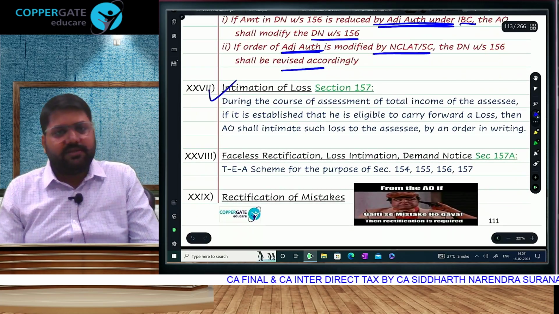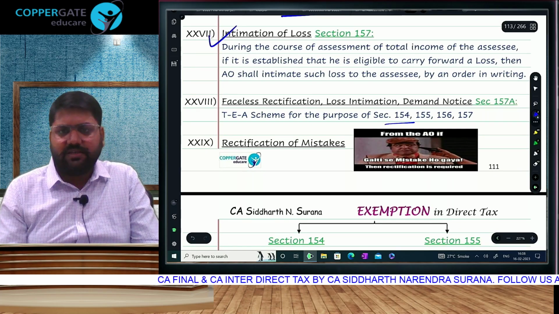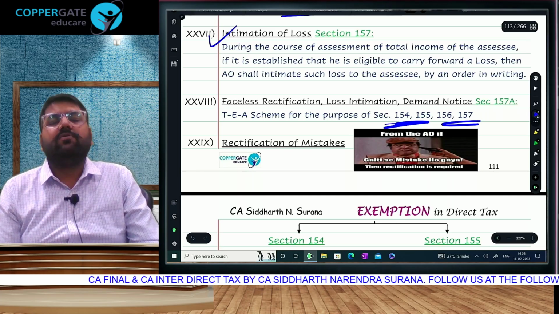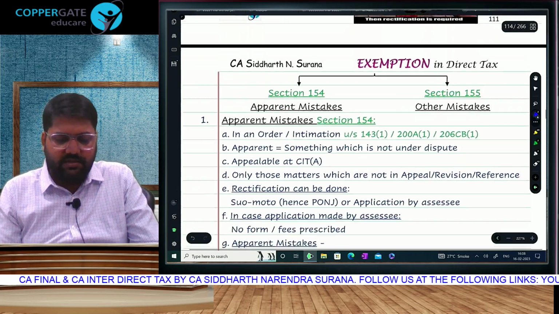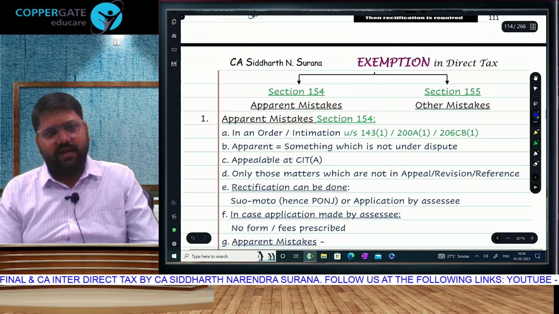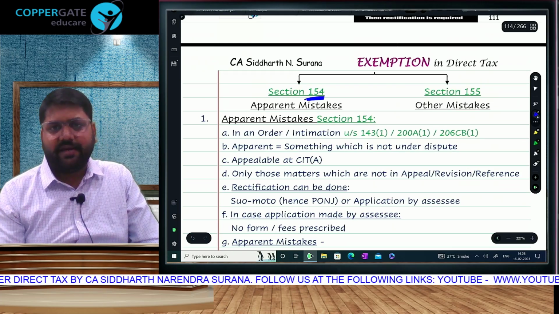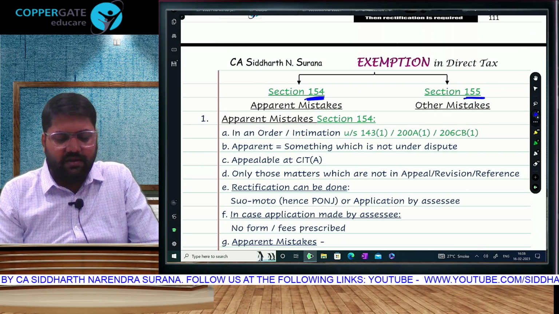Just like we get intimation of income, we will get intimation of loss also. And all these procedures, rectification which we are doing, which is given in 154, 153 or 155, demand notice and your intimation of loss, they also will happen faceless now. Now, if a mistake happens, by mistake, there will be rectification. Apparent mistakes will be rectified in 154 and other mistakes will be rectified in 155.